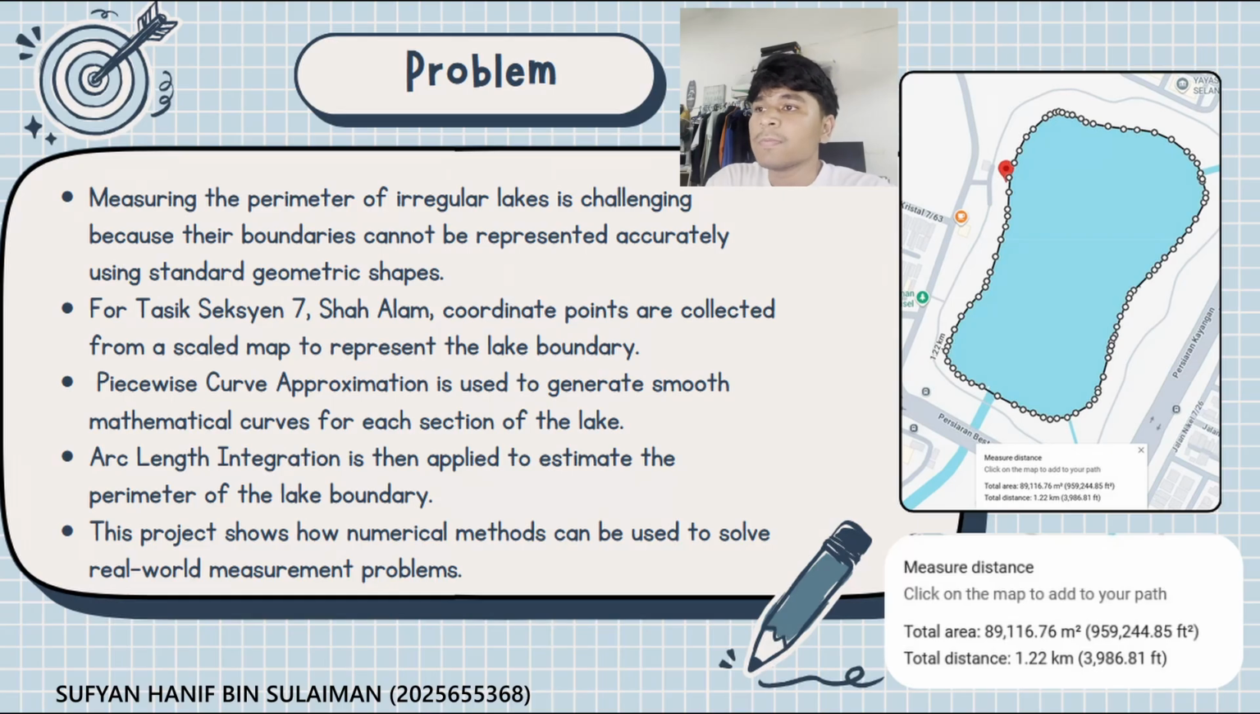Now moving on to the problem, measuring the perimeter of irregular lakes is challenging because their boundaries cannot be represented accurately using standard geometric shapes. For Tasik Seksyen 7 Shah Alam, coordinate points are collected from a scale map to represent the lake boundary. Piecewise curve approximation is used to generate smooth mathematical curves for each section of the lake. Arc length integration is then applied to estimate the perimeter of the lake boundary. This project shows how numerical methods can be used to solve real-world measurement problems.